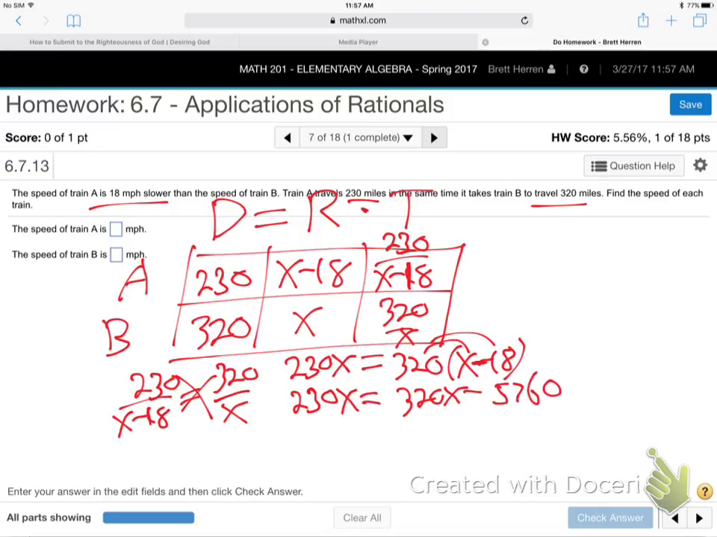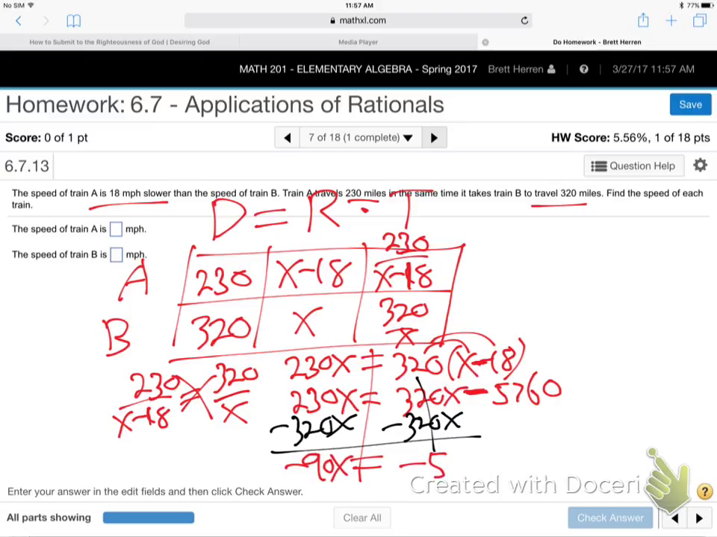Okay, and now what do we do when we have the walls here and we have x's on opposite sides? Subtract. Yeah, get rid of the one that's got more stuff with it. Get rid of the 320x from both sides, right? Because that'll get rid of that. Negative 90x, and this is the negative 5760. And last step? Divide by negative 90. Yeah, just divide. Negative 90 x, is that what it is?